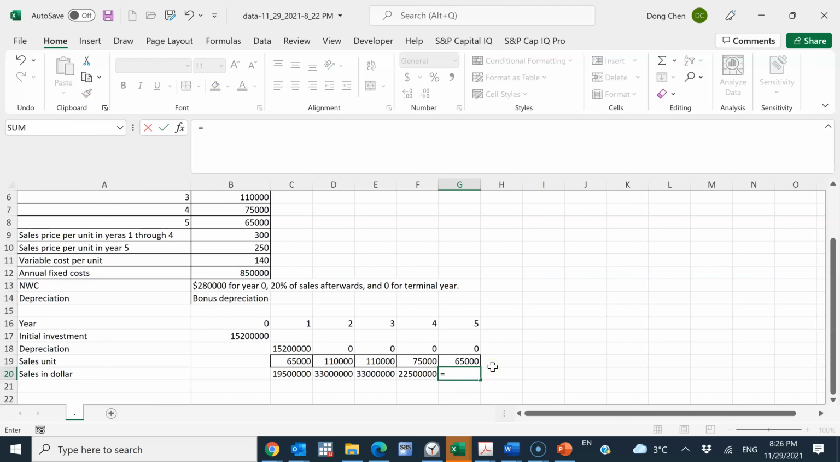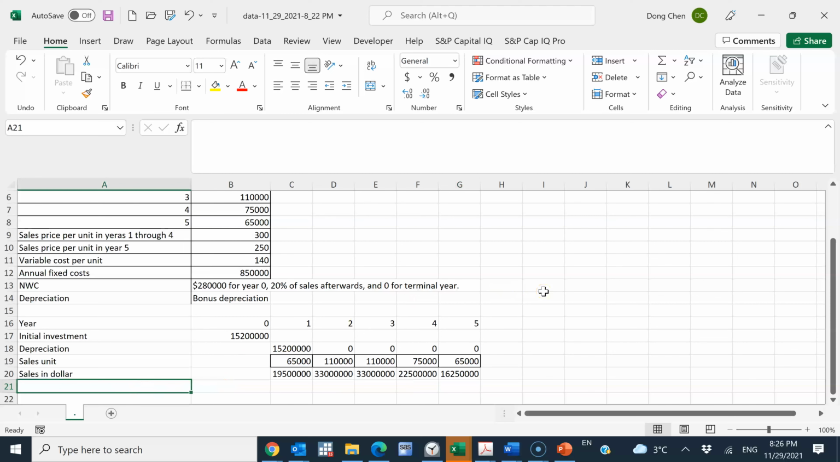And for the final year, year 5, because its unit price has changed, I can just use year 5's number of units sold multiplied by its sales price per unit in year 5. So that will give me the sales in dollars for each year.